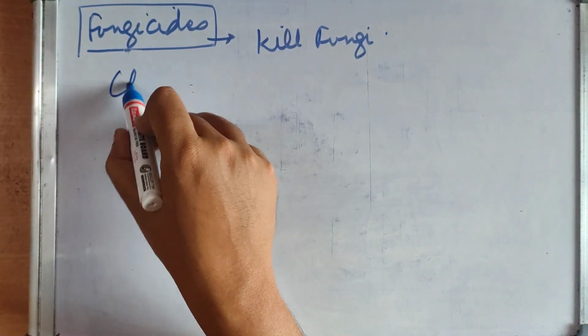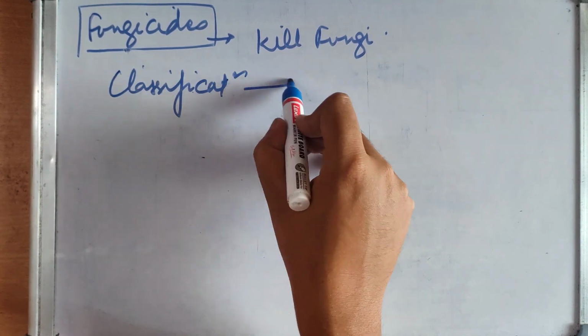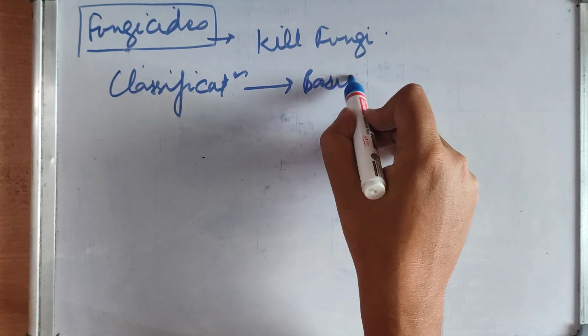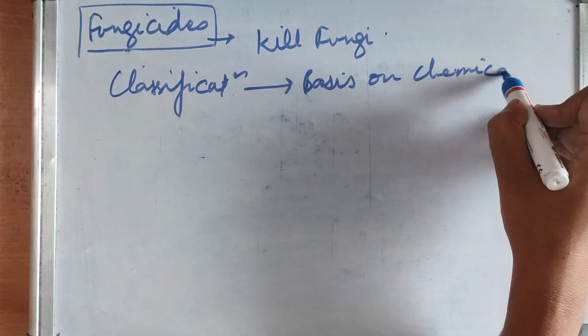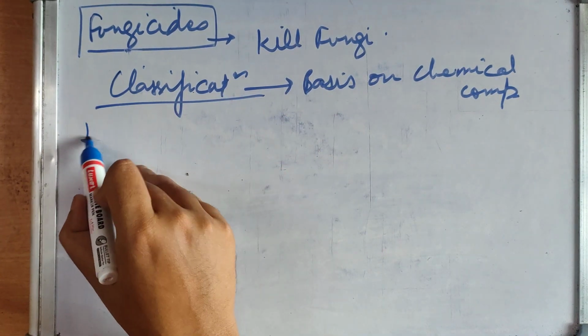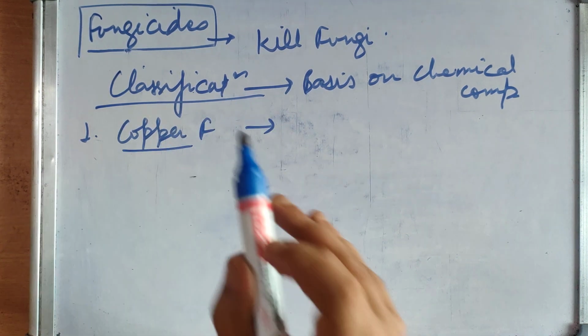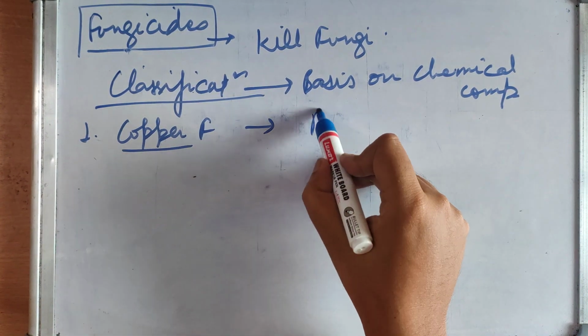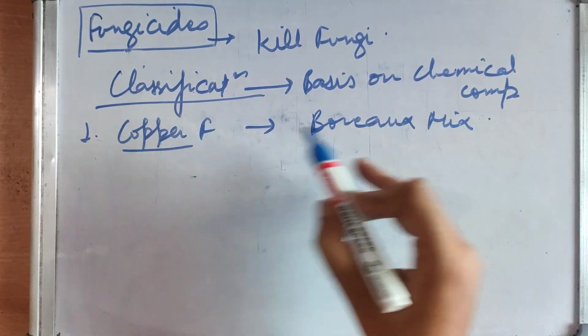Now, what is its classification? Classification of fungicide on the basis of chemical composition. First one is copper fungicide, that is presence of copper in it. Example, you can write Bordeaux mixture. It is a copper fungicide.